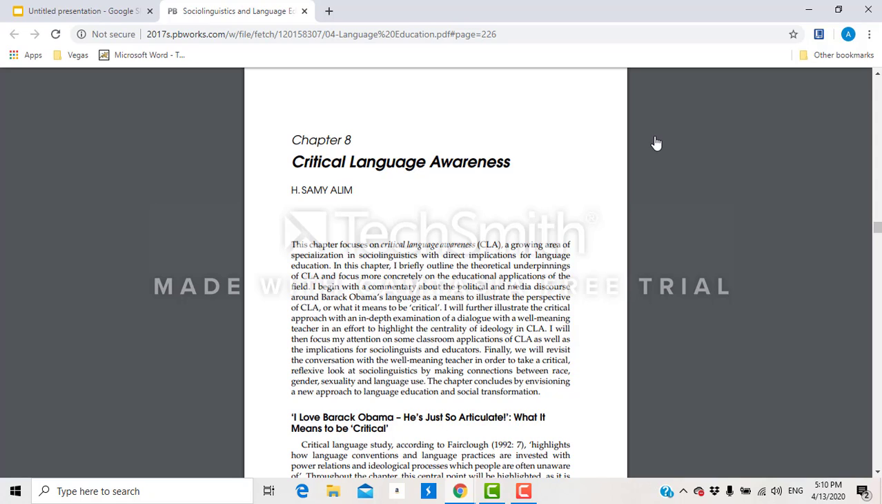I will further visit the conversation with the well-meaning teacher in order to take a critical, reflexive look at sociolinguistics by making connections between race, gender, sexuality, and language use.